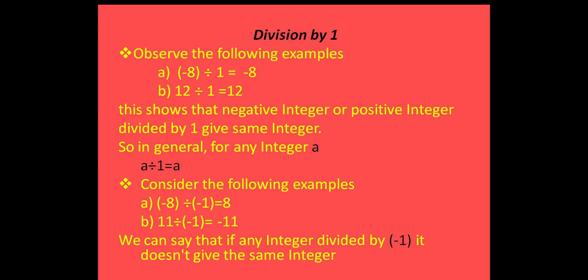Consider the following examples. Minus 8 divided by minus 1 is equal to plus 8. Second one, 11 divided by minus 1 is equal to minus 11. We can say that if any integer is divided by minus 1, it does not give the same integer.